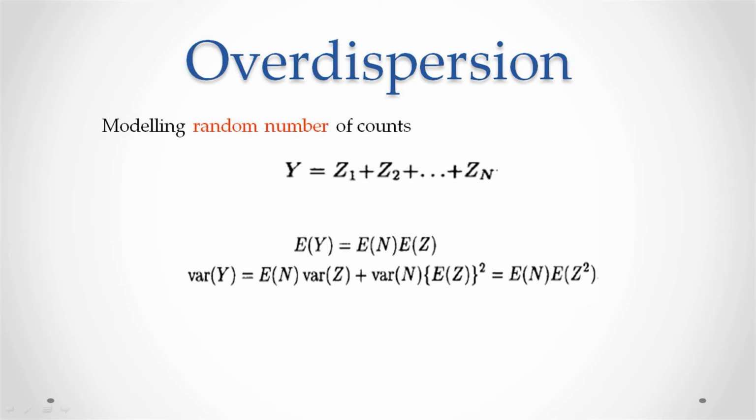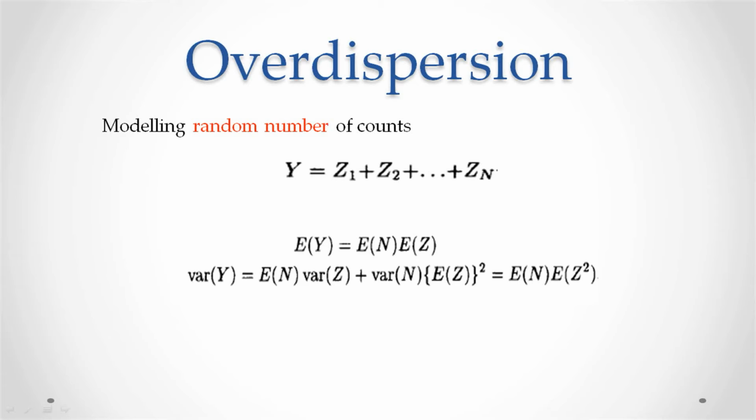In this situation, we know that expectation of Y is given by the expectation of capital N into the expectation of capital Z. This can be shown easily by conditioning on capital N and showing that for capital N equal to some fixed value, say small n, expectation of Y is equal to small n into expectation of Z, and then using the fact that expectation of Y can be written as the expectation of the conditional expectation of Y given N.